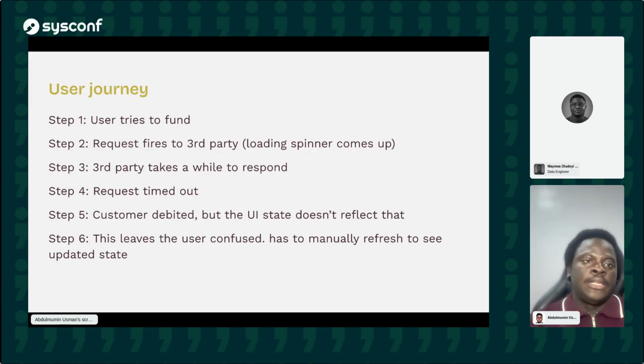So the user tries to fund, right? This request gets to a server, and the server does whatever validation it needs to do. Then it fires that request to a third party. Let's say the third party takes a while to respond, and in the middle of this, the request just times out, but the customer gets debited, and the UI state doesn't actually reflect that. So this leaves the customer confused because there's a discrepancy.